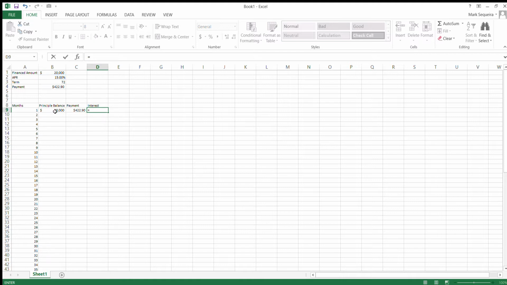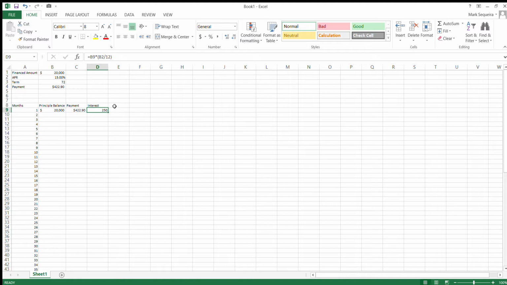So the interest is basically our principal balance times our interest rate. Remember, the rate is annualized, and since we're looking at things on a monthly level, we need to divide that interest rate by 12 to get our monthly interest rate. So what does that mean? It means out of the $422.92, $250 of those dollars are going to interest.